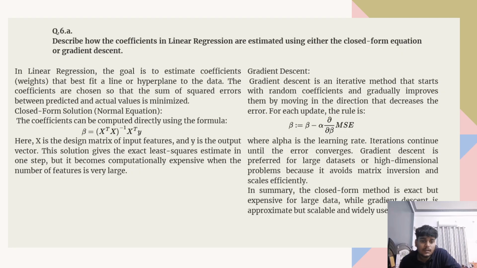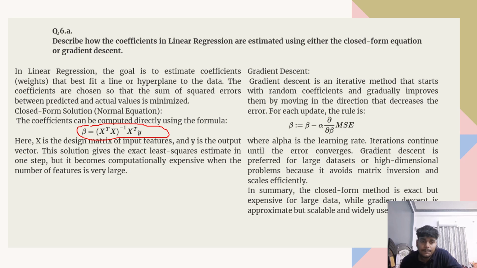Closed form solution. Normally, the coefficients can be computed directly using the formula: beta equals (X transpose X) whole to the power minus 1, X transpose y. Here X is the design matrix of input features and y is the output vector. This solution gives the exact least squares estimate in one step, but it becomes computationally expensive when the number of features is very large.